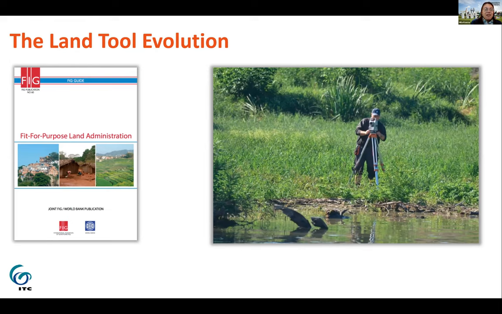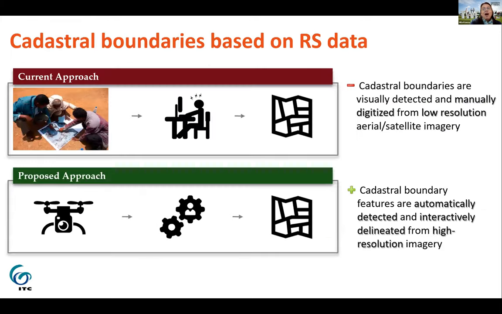But having in mind that we want to speed up this process, we were thinking of the so-called fit-for-purpose land administration approach, where we can sacrifice a bit on the accuracy, but we can be more efficient and fast in reaching our final goal. So how did we approach this task?